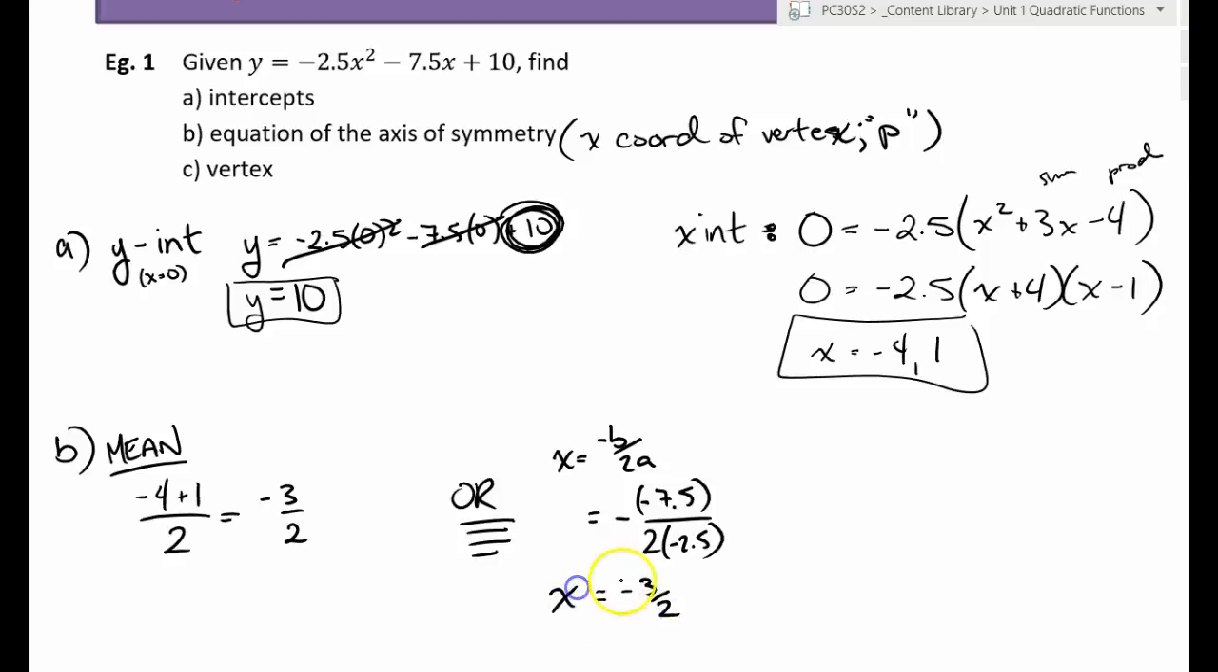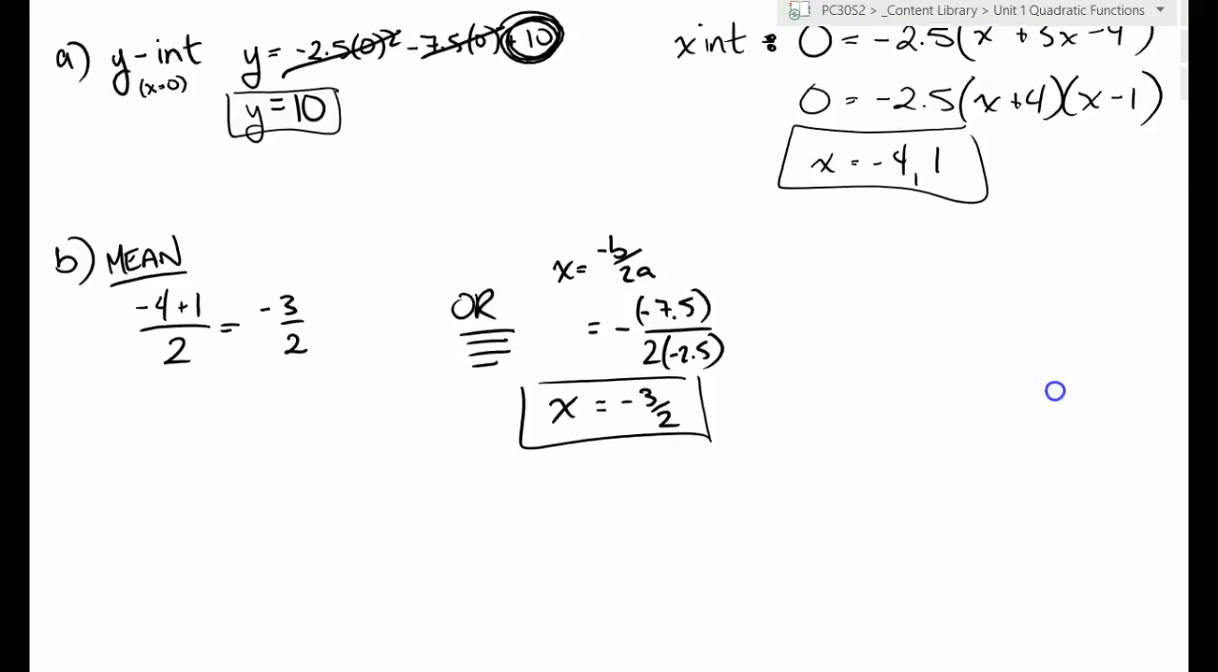So in either case, because it asks for my axis of symmetry, I'm going to have to state it as x equals. I really want to make sure that it's got that full equation to describe that line of symmetry.